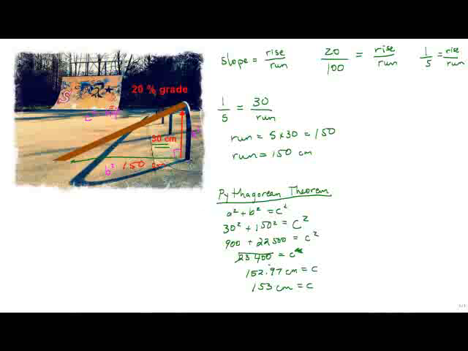So turn back to the diagram. Our c is the length that our ramp needs to be, and this is going to be 153 centimeters. So the skateboarders at the school now know that the ramp they're going to have to build will have to be 153 centimeters in length.